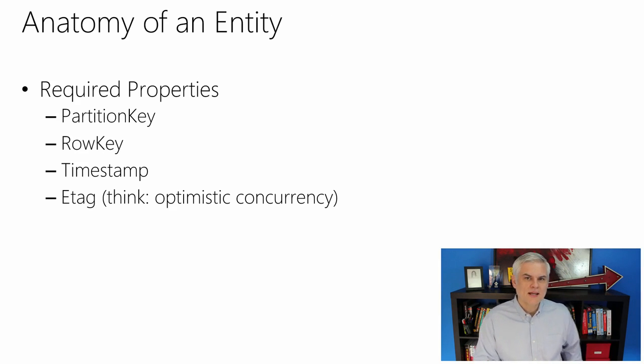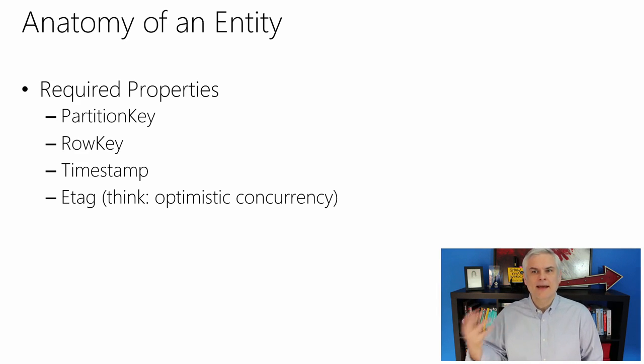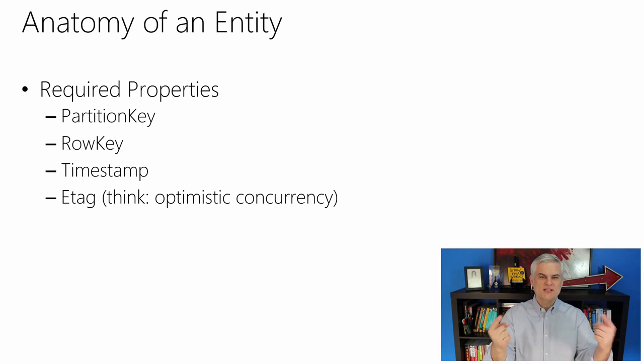So let's talk about an entity itself. If an entity is like a row, if an entity is the smallest unit that we're going to store within an Azure Storage Table, then what comprises an entity? Well, we said that there are 255 properties, but there are several required properties, such as the partition key, and a row key, and a timestamp. And then there's also something called an E tag that can be used for optimistic concurrency, and it addresses that scenario where two people are editing the same record at the same time.